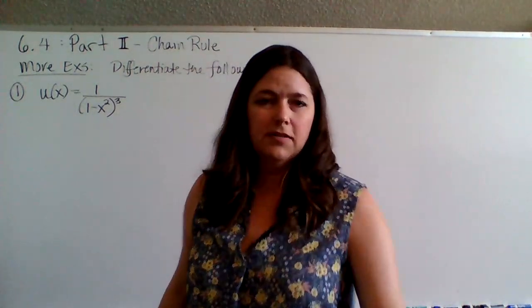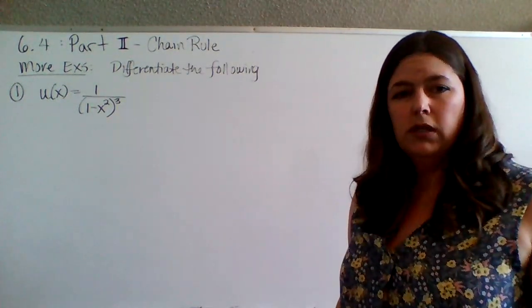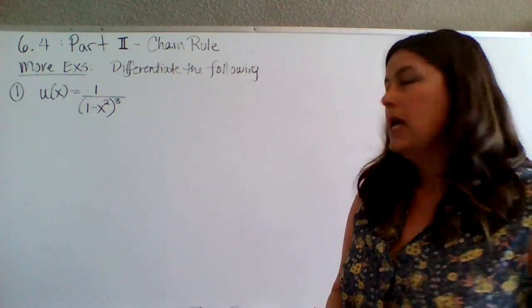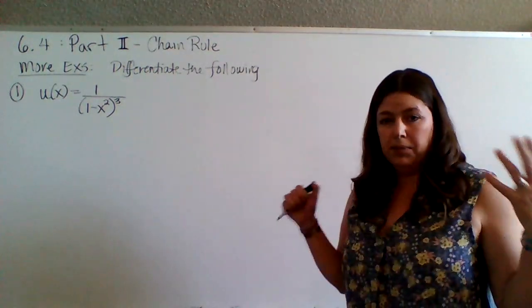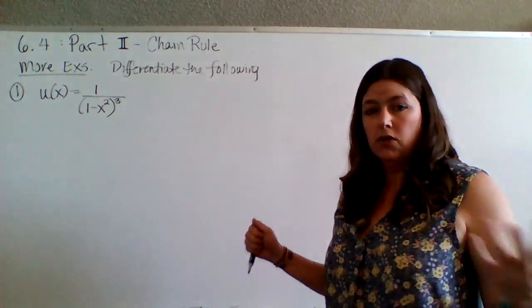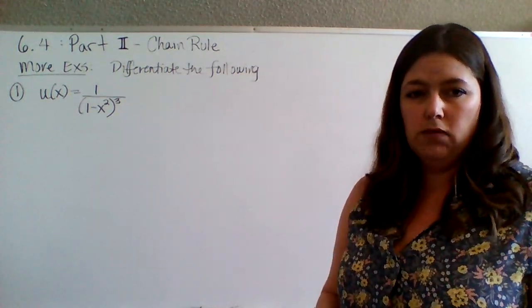So here we are, section 6.4, part 2, where we're still applying the chain rule and we're still thinking about that inside-outside composition of function thing, and we're taking the derivative by applying the chain rule. So in words, one more time, remember the chain rule is the derivative of the outside, leaving the inside unchanged, times the derivative of the inside.